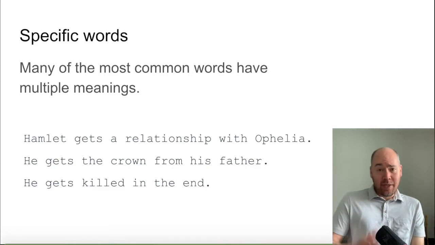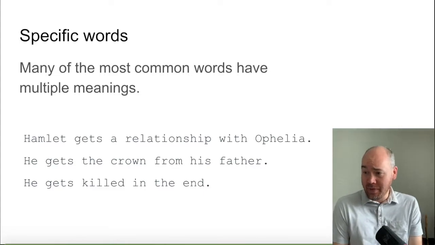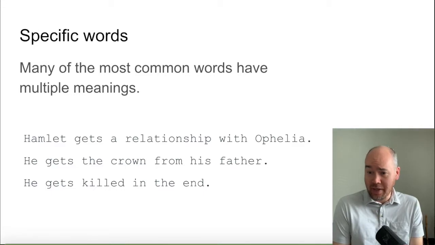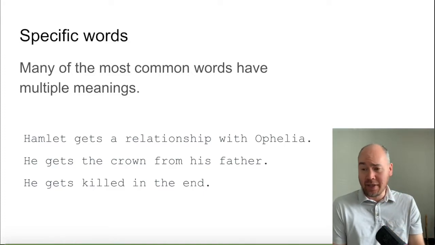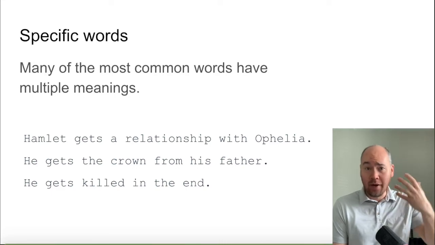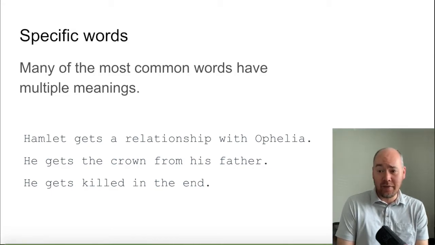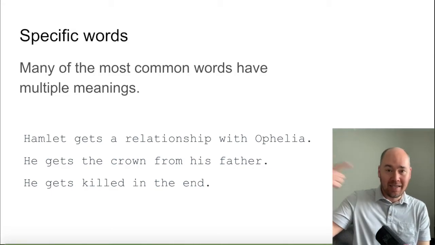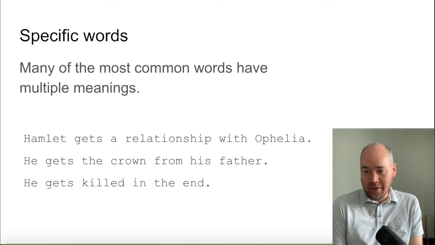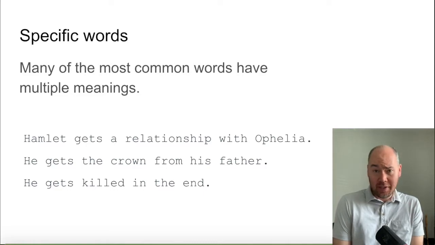So look at these three uses of the word get, for example. Hamlet gets a relationship with Ophelia. He gets the crown from his father. He gets killed in the end. So the first is getting a type of relationship. The second says the crown, but the crown means he gets the position of king. And he gets killed. So in this case, get is just a version of passive voice, meaning someone killed him or kills him. All of these could be different words, right?